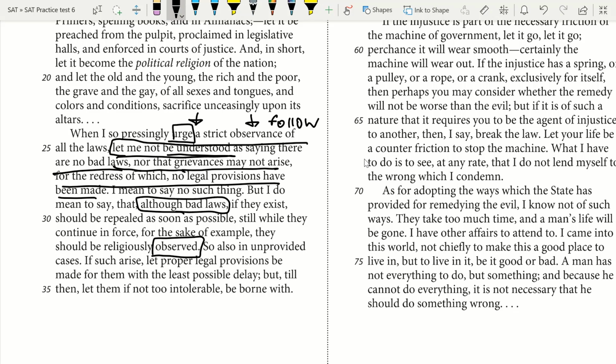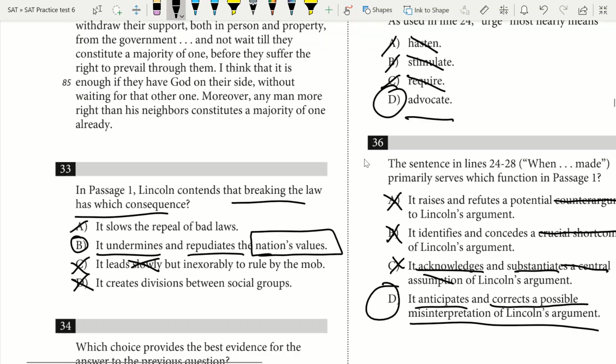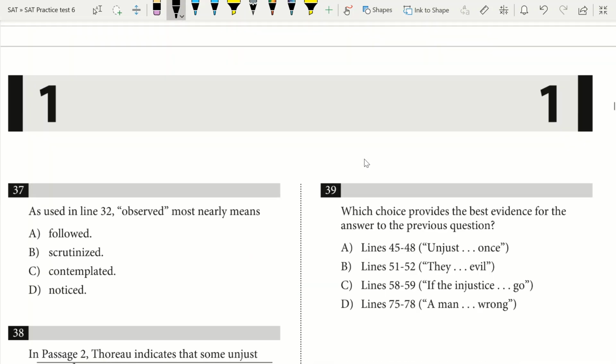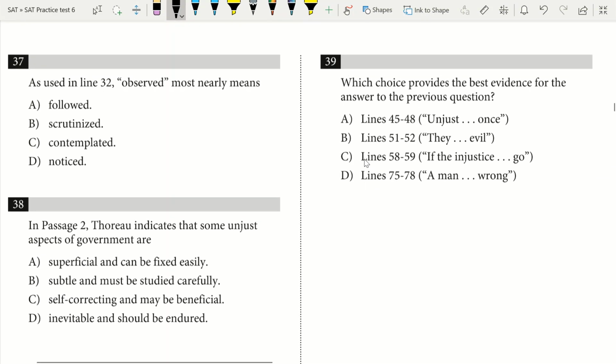Okay, so these bad laws need to be religiously observed or religiously followed. Okay, this is just like observance up here. Right here, it means followed. That's going to be the most nearly means there. It should be religiously followed or observed. There's really no other word that you could really use other than followed there. Maybe practiced, but that's really as close as you could get. But we do have followed, so followed would be our answer.